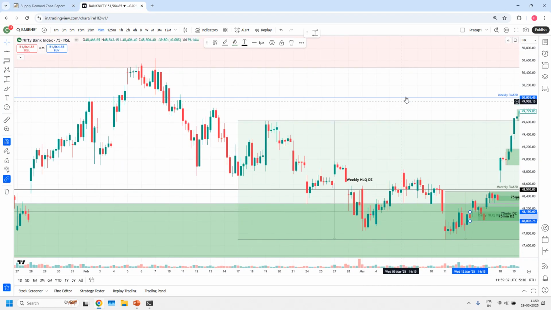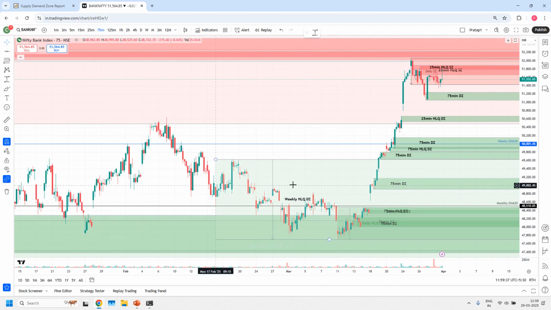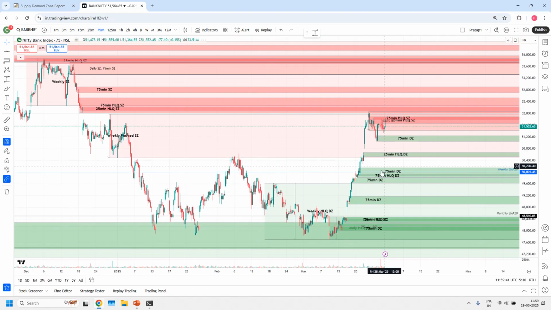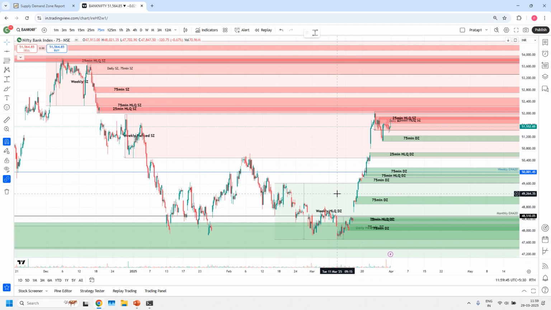Later on, in case all these zones are violated, at that time you can update this chart again. Drawing too many will also take a lot of time, and the chart will look like everything is congested.